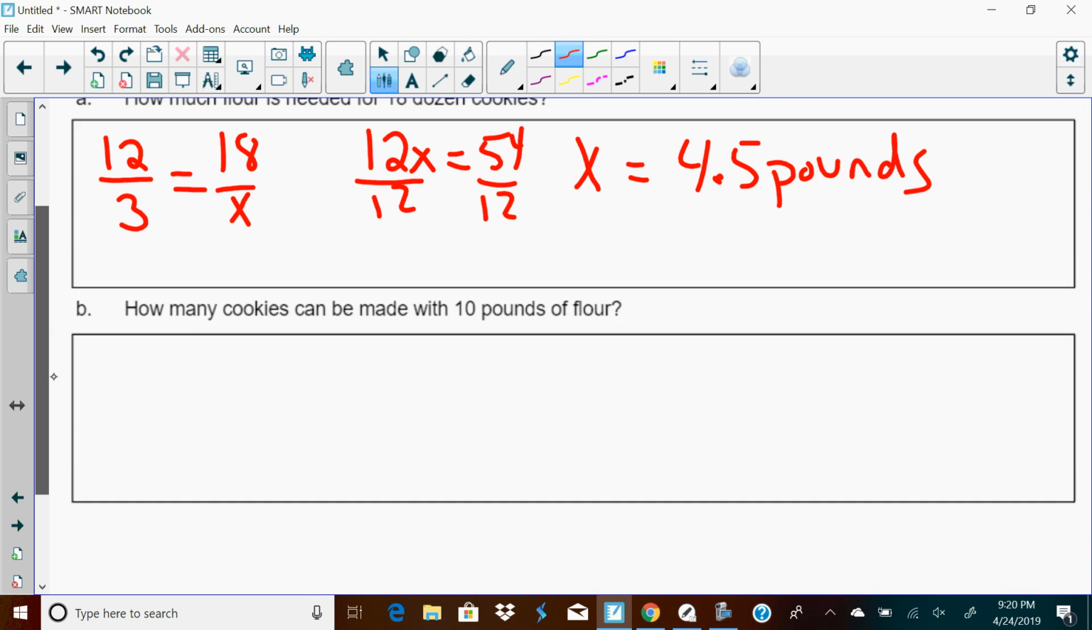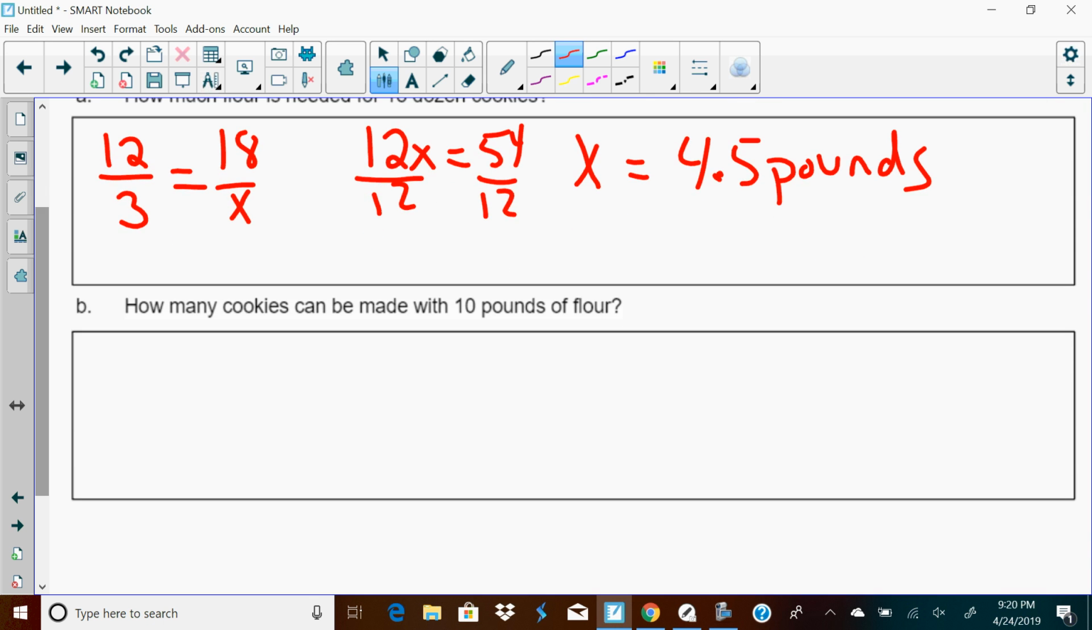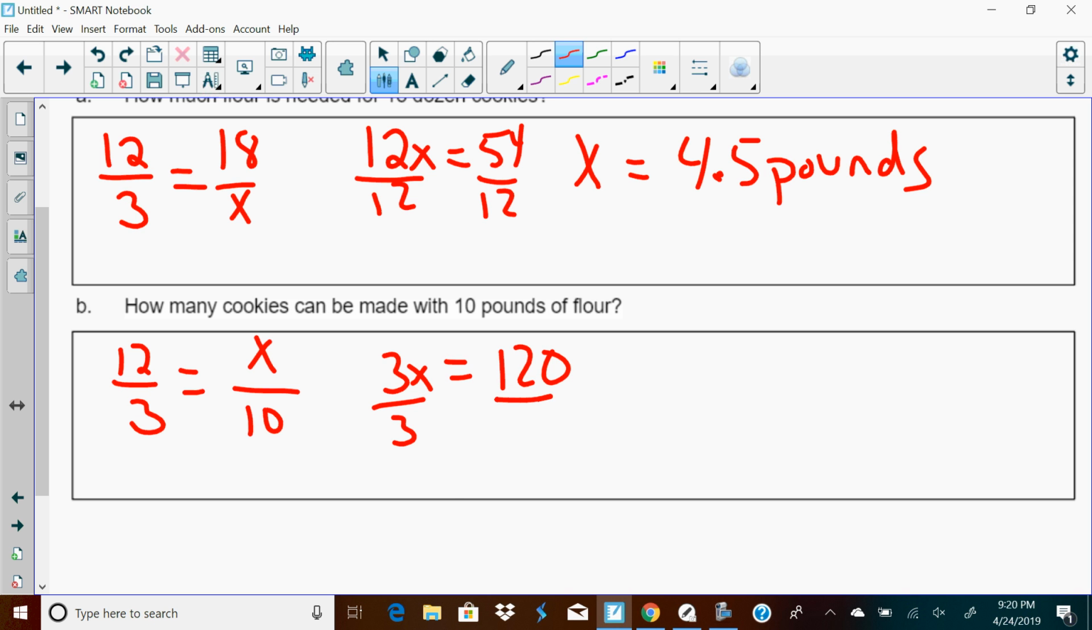For B, how many cookies can be made with 10 pounds of flour? So we still use the same 12 over 3 equals x over 10. So this time I get 3x equals 120 divided by 3. x ends up equaling 40. So the answer is 40 dozen.